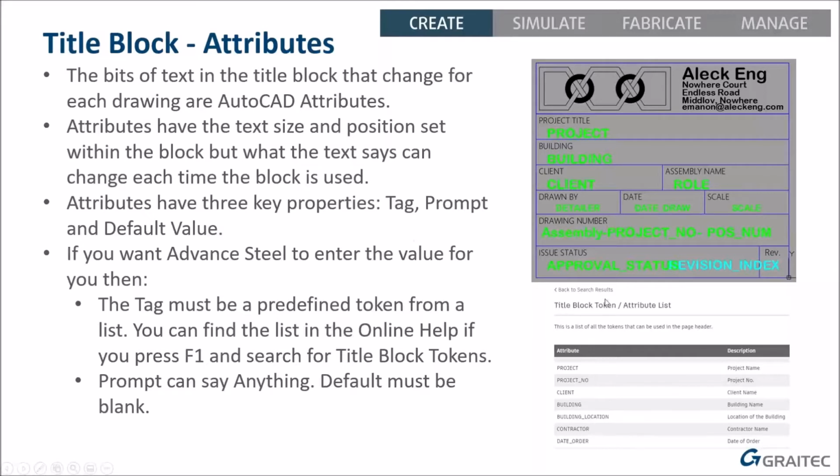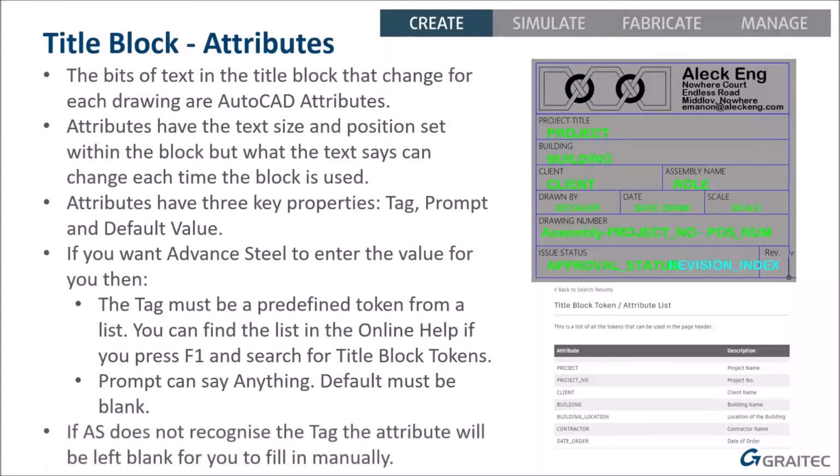And if you use one of those, Advanced Steel will find it within that block and then it will fill it in with values for you. The prompt property can say anything you like. The default property should be blank if you want Advanced Steel to fill it in. Advanced Steel gets a bit confused if it's not already blank. If you put in extra attributes that Advanced Steel doesn't recognize, it will leave it blank all the time. It won't touch it. You can fill in whatever you want and it will stay as whatever you put.